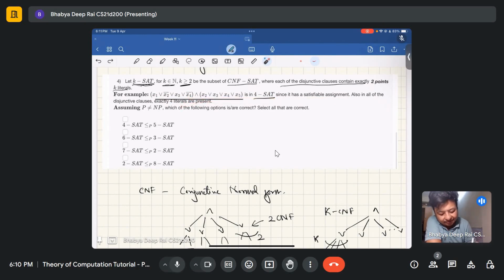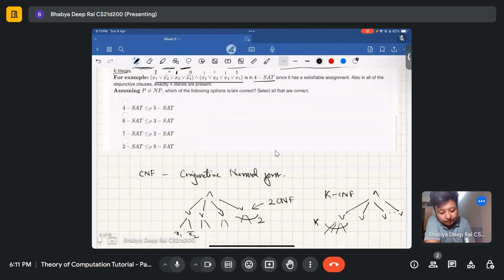Now, what might be the satisfying assignment? Say I assign all ones to x2, x3, x4, x5. Now this guy will become 0, and this guy will also become 0. I'll just assign x1 and x3 as 1. So this is a satisfying assignment, right? Therefore this formula is a 4-CNF, it is in 4-SAT. Also, in all the disjunctive clauses, exactly 4 literals are present. So therefore it's in 4-SAT.